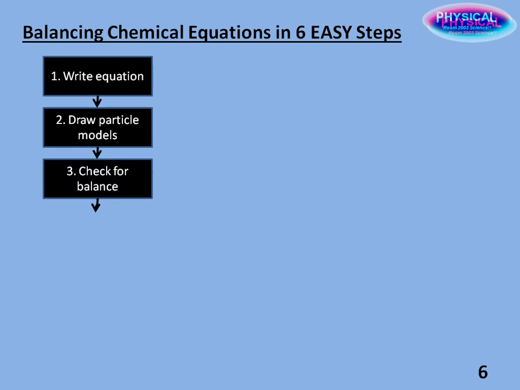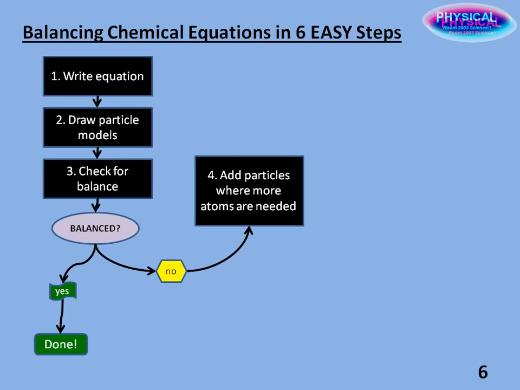What that means is, does the number of atoms of each element on the reactant side equal the number of atoms of each element on the product side? Is it balanced? If yes, then you're done. It's already balanced, you don't need to do anything. However, as you can probably guess, I'm going to give you equations which are not balanced. At that point, you are going to add particles where more atoms are needed.